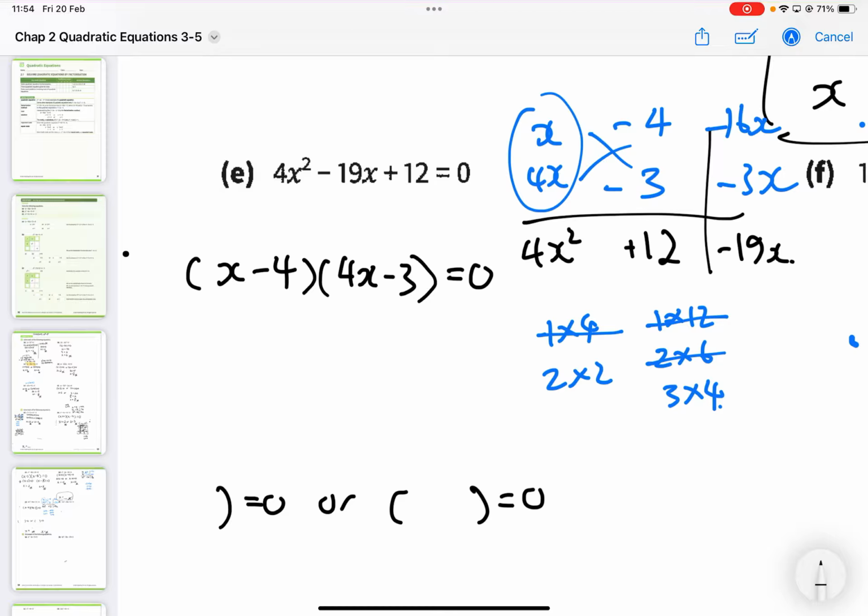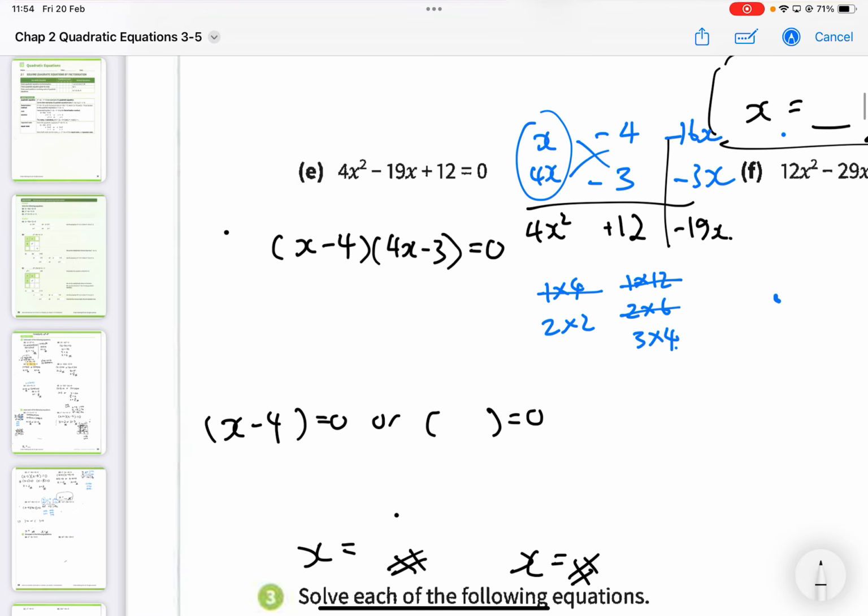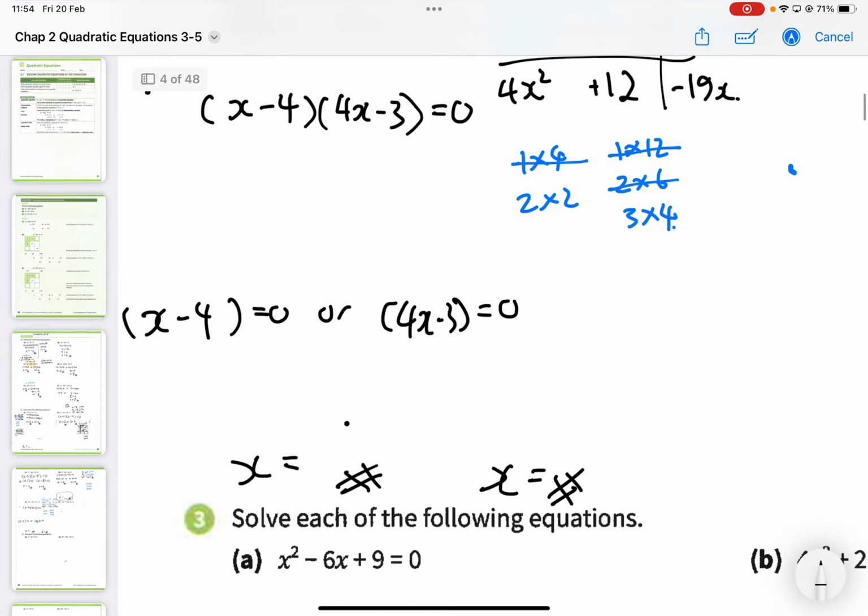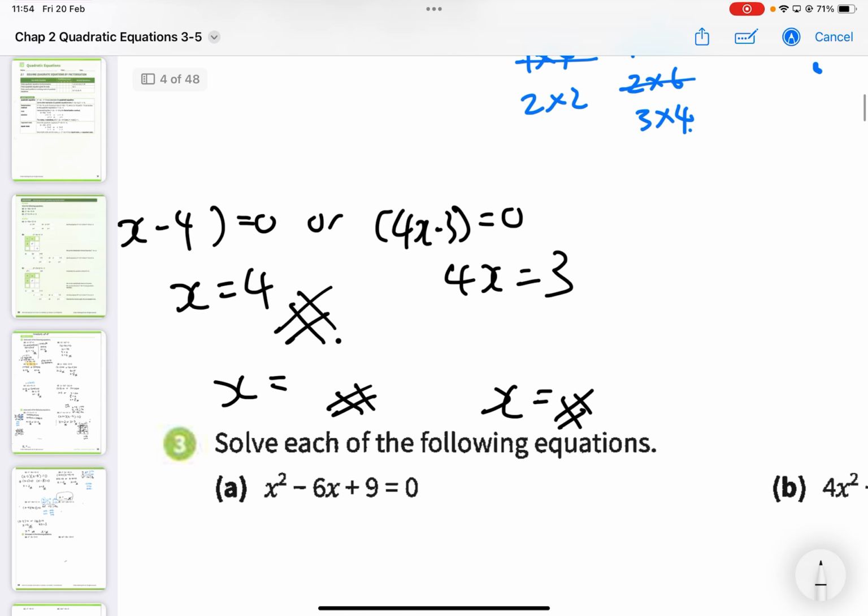Uma, following or not? Okay. Then when bracket times bracket is 0, either the first bracket is 0 or the second bracket is 0. So I can have x minus 4 equals to 0 or 4x minus 3 equals to 0. Then I need to make x the subject. Add 4 on both sides. This one I need to subtract 3 on both sides. Okay? Then 4x equals to 3. I want 1x. I need to divide both sides by 4.